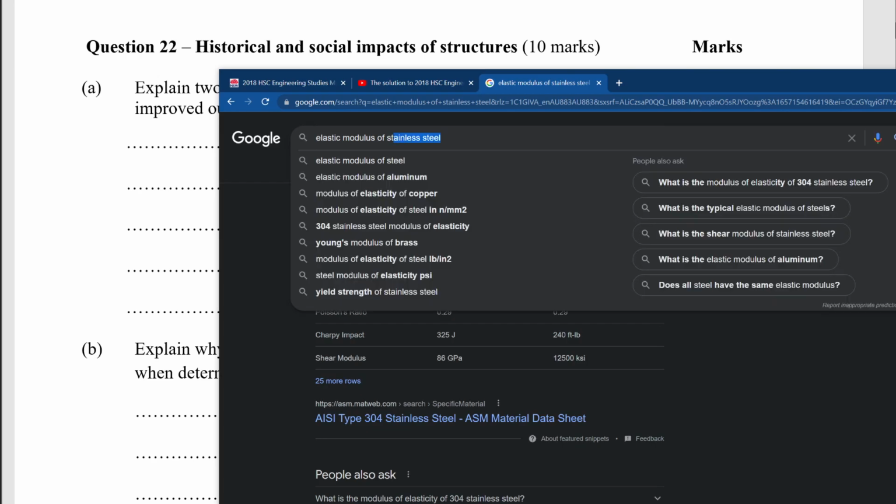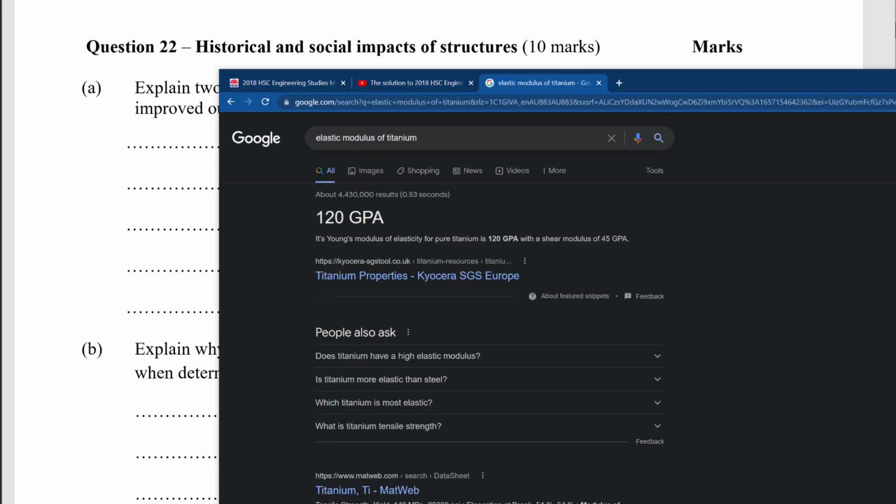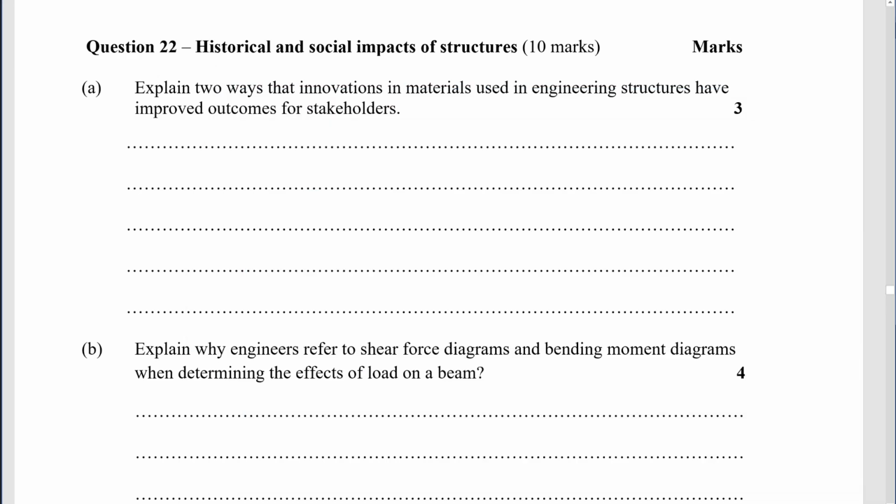Yeah, it's about the same. Yeah, titanium's lower. There we go.